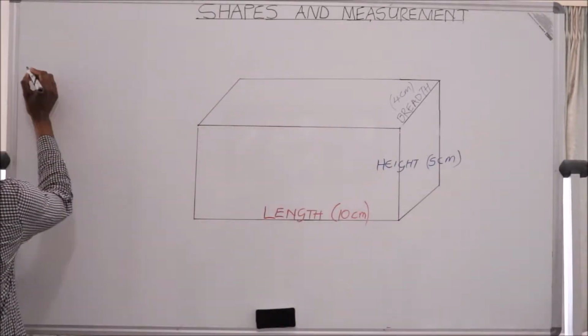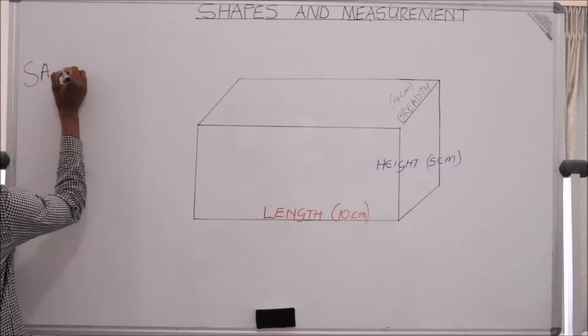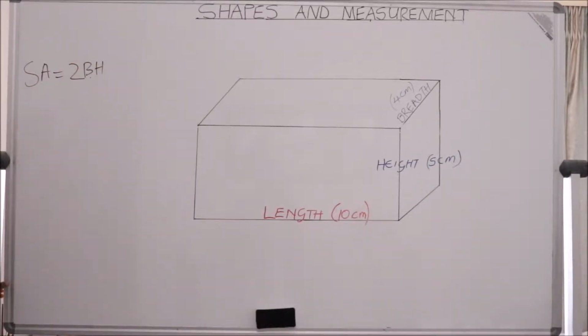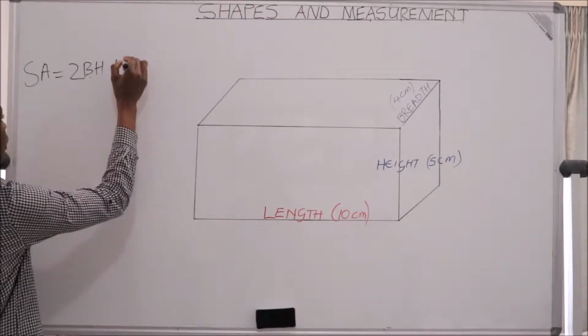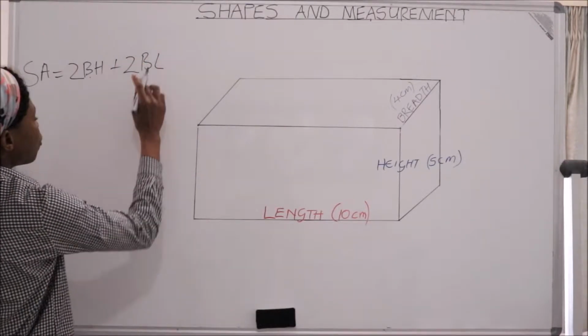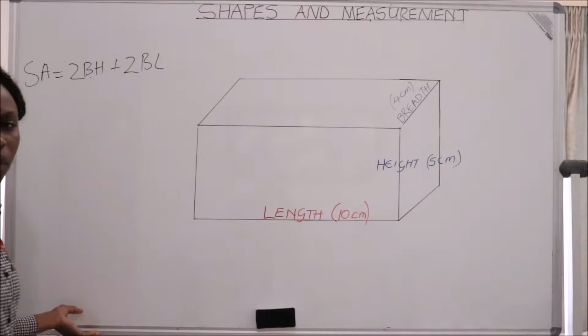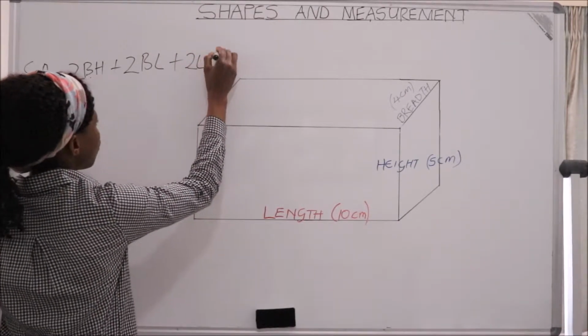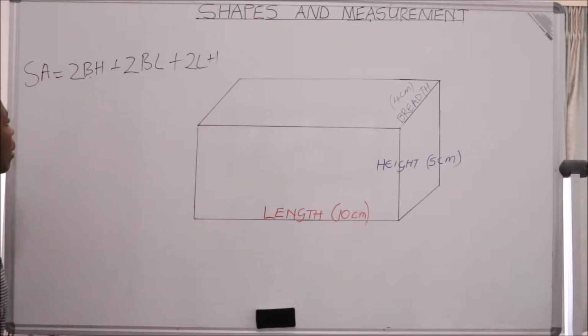But the equation of the surface area for a right prism is equal to 2bh, where b stands for breadth and h stands for height, plus 2bl, where b is for breadth and l is for the length, and again plus 2lh, which is the length multiplied by the height.